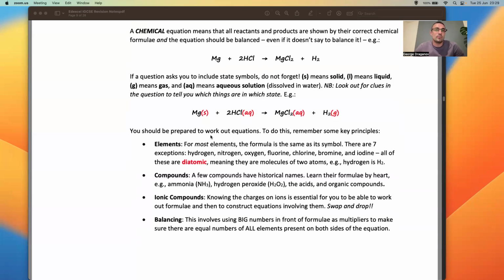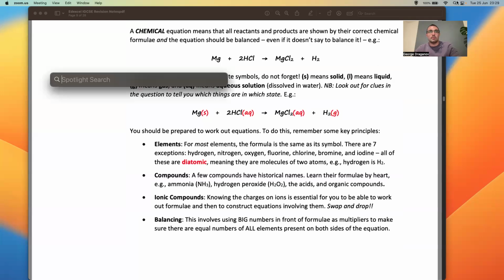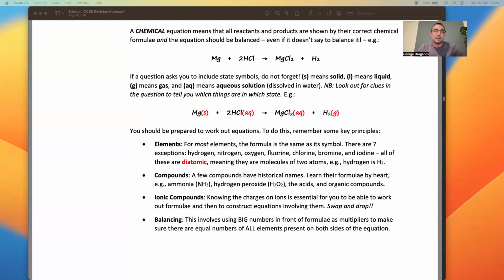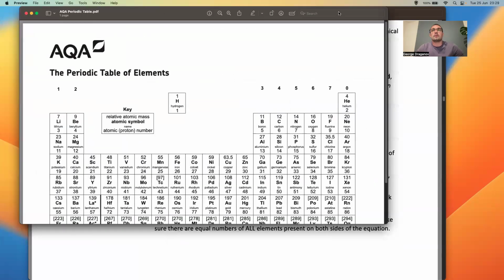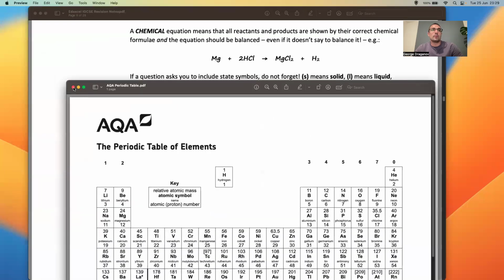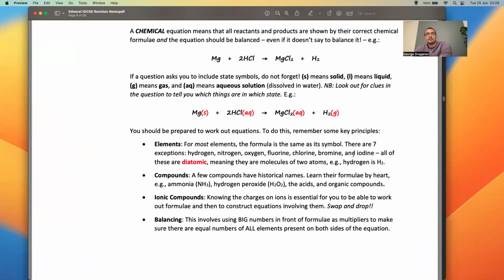These are some general rules. For most elements, the formula is the same as the symbol, but the main exceptions are the gases. So if we have a look at any periodic table, here we have the gases. So this one, this one, this one, this one, this one, this one. These are going to be diatomic. So 1, 2, 3, 4, 5, 6, even this one, okay, group 7. They exist as O2, N2, F2, and so on. And you can see this here.